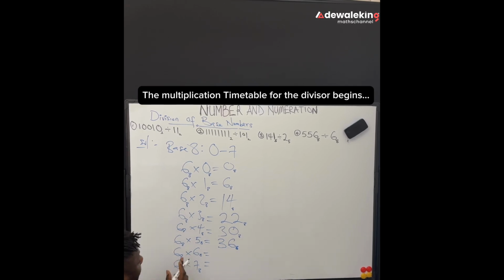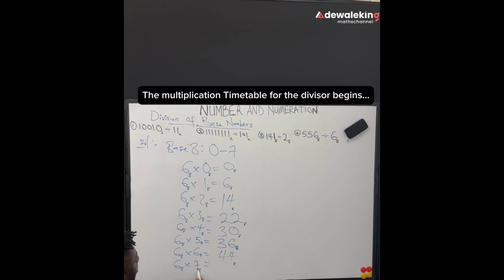6 times 6 is 36 in base 10. In base 8, 6 times 6 should give us 4 remainder 4. Why do we say 4 remainder 4? 8 times 4 is 32. 32 plus 4 will give us 36, just like 6 times 6 is 36. So 6 times 6 in base 8 will give us 44 in base 8. So now let's go to the next one.